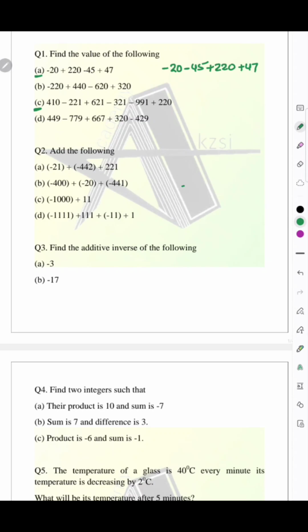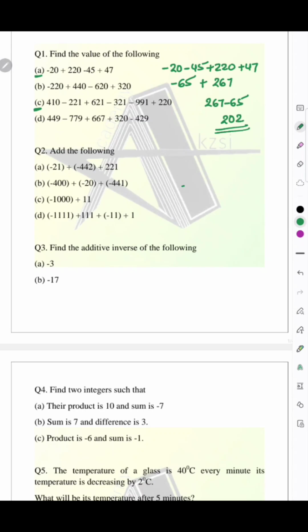Also, because they are just 4 numbers, it's very easy, but whenever you are doing so, you have to tick mark them so that you will not miss any number. Now it's 220 plus 47, which is 267, plus this minus 65, which can be written as 267 minus 65, which is 202. That's your answer for part A.